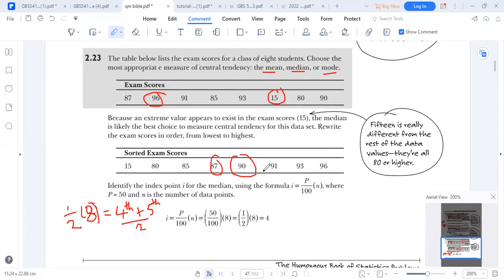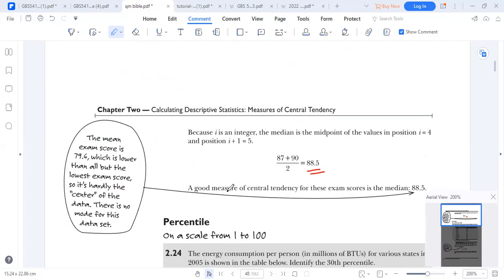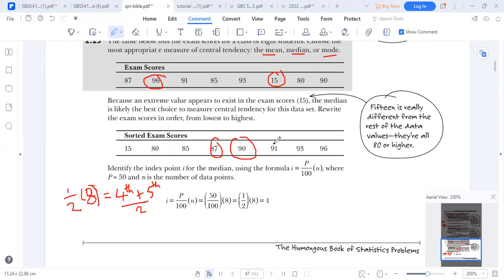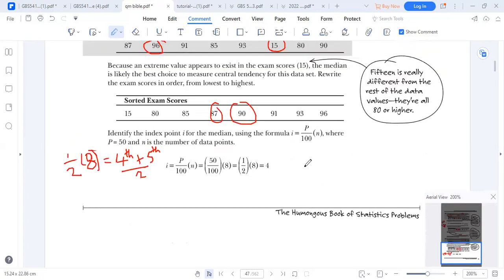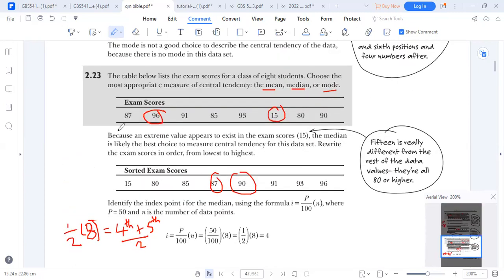So 88.5 is the median. For the mean, how do we find the mean? The mean score is when we add everything and divide by n. So when you add 1, 2, 3, 4, 5, 6, 7, 8, and total this up divided by 8, what are we getting? 79.6. Then also the mode, the most frequent. Which one is appearing the most here? There's nothing that is appearing the most.